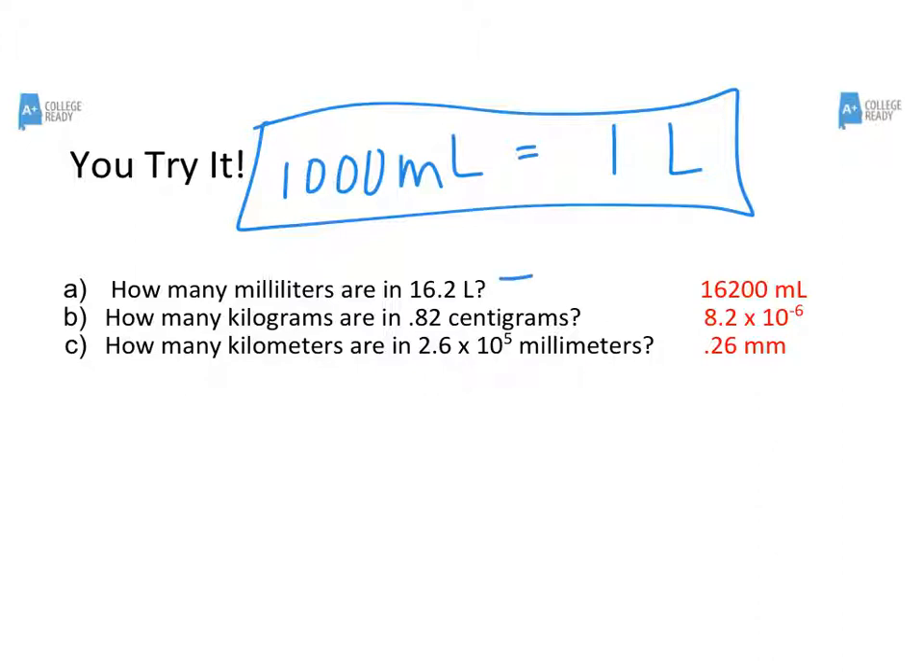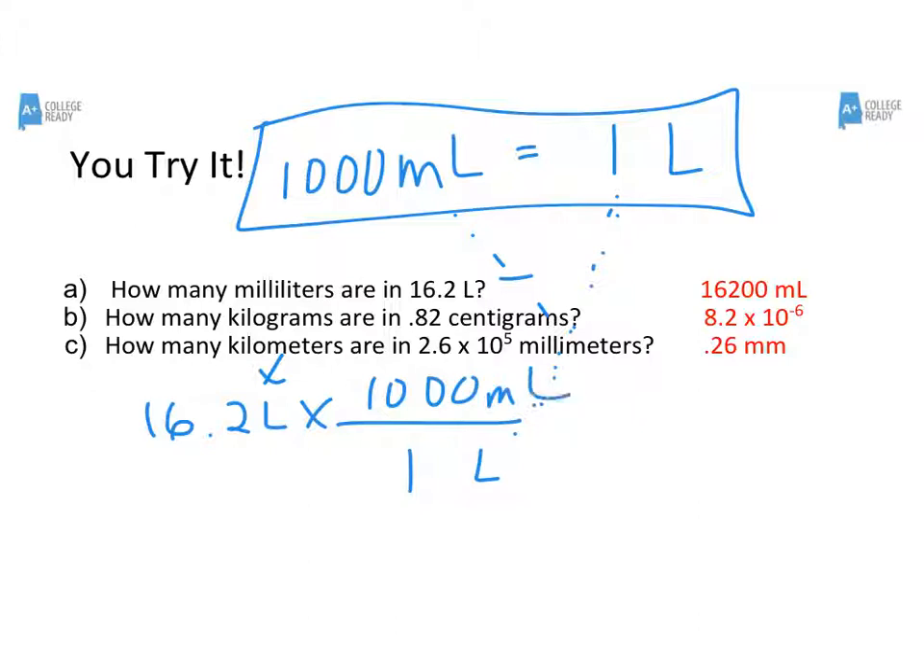I'm going to start with the given, 16.2 liters, times whatever unit is here goes here. Go get the value for it. There it is. Bring it back down. Then I'm going to take what it's equal to, and I'm going to put it on top. My liters cancel. Multiply across the top, multiply across the bottom. Use the only unit that's left, and that gets me 16,200 mLs. 3 sig figs in the given, 3 sig figs in the answer.